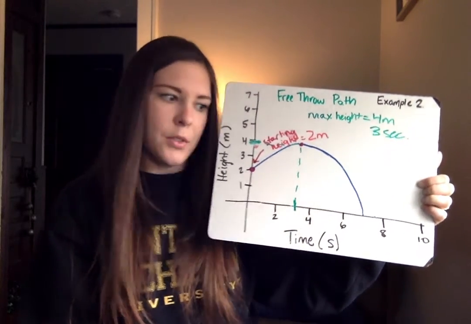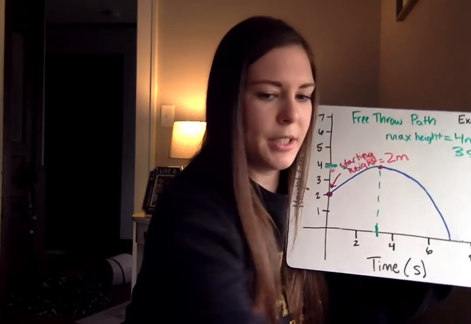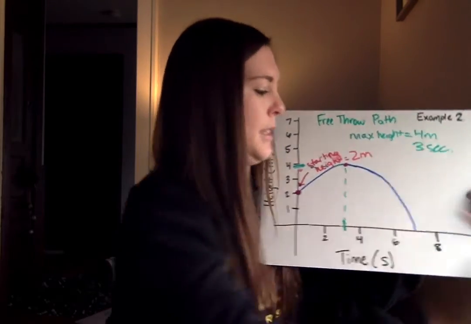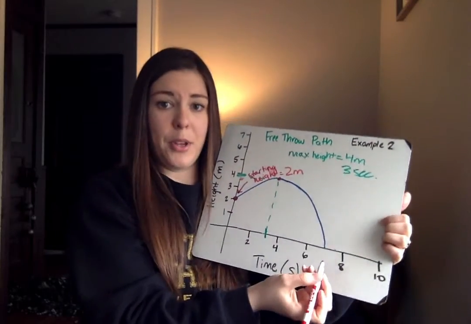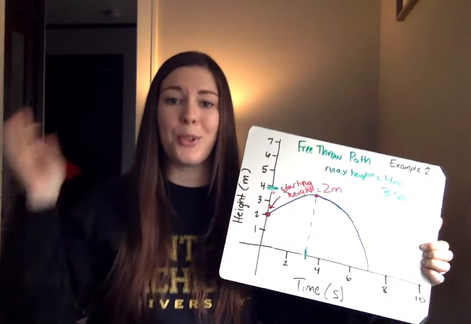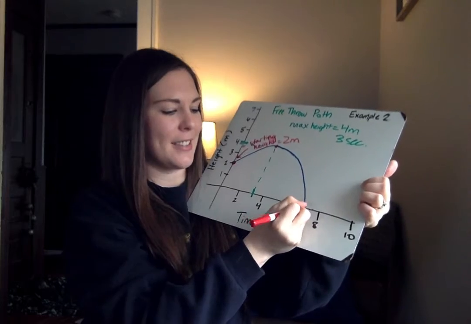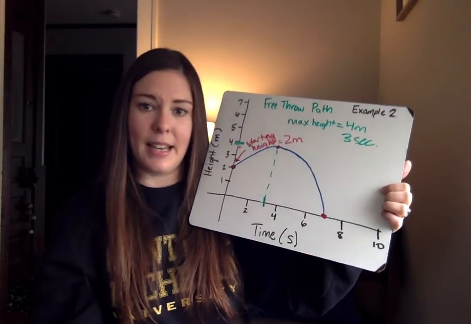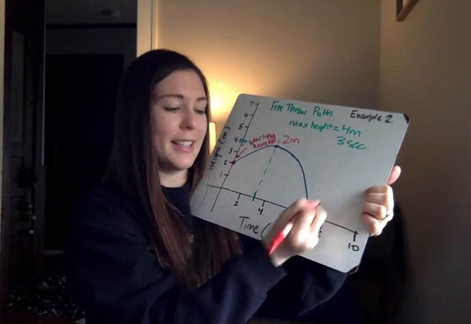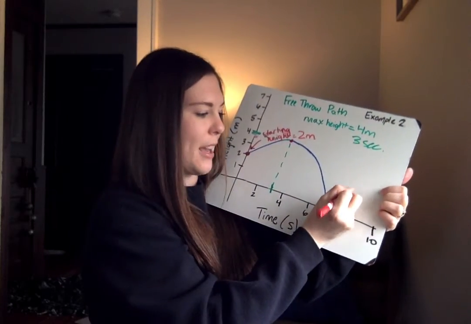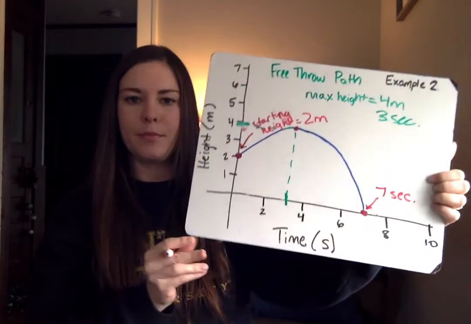Okay. So, and then our last and final point, here we go, is where this free throw shot ends. So eventually when you throw a ball in the air, it is going to land on the ground. And it looks like it lands on the ground somewhere between 6 and 8. So it looks that it hits the ground at about 7 seconds.